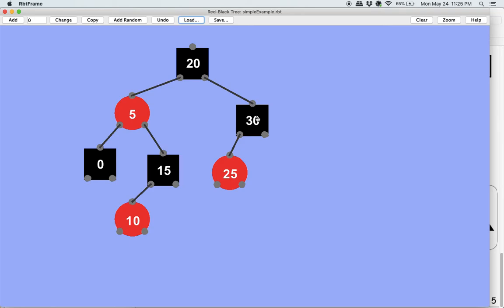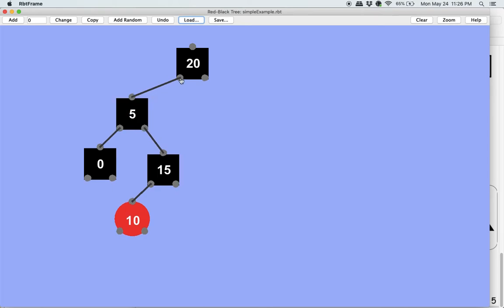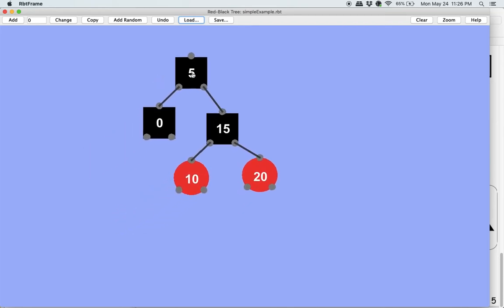Next, we have the 30 to delete. It's got a single child, so we do our standard single child replacement. Here, we have the 25 to delete. It was a black leaf, so we have a shortness coming up here. Black parent, but red sibling. That's transformation number 2, which is our color swap and double drop. So color swap and double drop. And this is our new red-black tree.